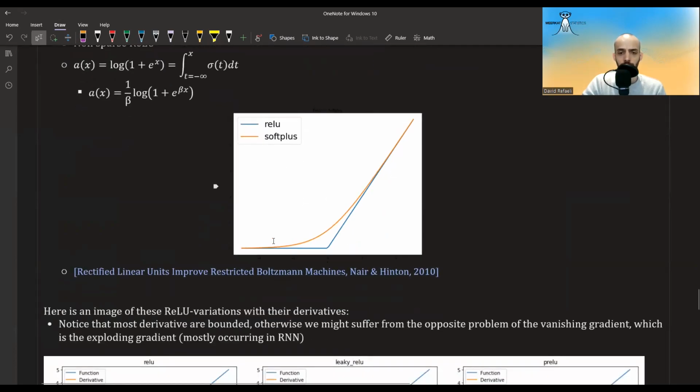So in blue, you have the ReLU. In orange, you have the Softplus. You can see that it's basically a smooth version of a ReLU. It converges with the ReLU for very big numbers and very small numbers, but in between, it does a smooth interpolation. And this was introduced in this paper over here.